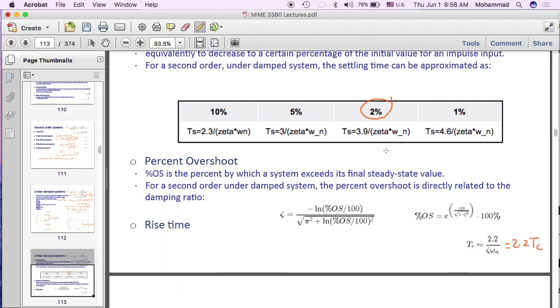And also percentage overshoot, how much the initial overshoot of the system is, is also related to the damping ratio of the system. So the higher the damping, the lower the percentage overshoot. So there is an equation of e to the power minus zeta times pi over square root of 1 minus zeta squared. So by knowing zeta, you can calculate percentage overshoot. Or there's another formula that uses the natural log, so if you know what percentage overshoot the system has, if you have the response.